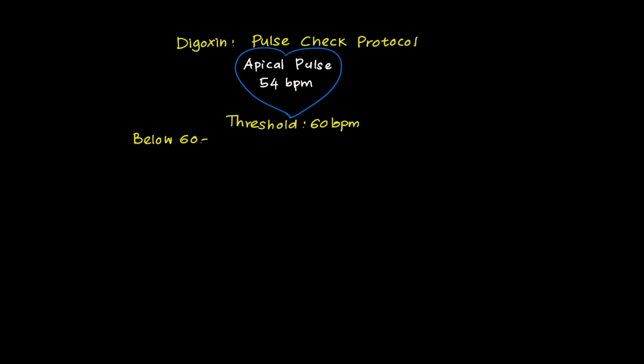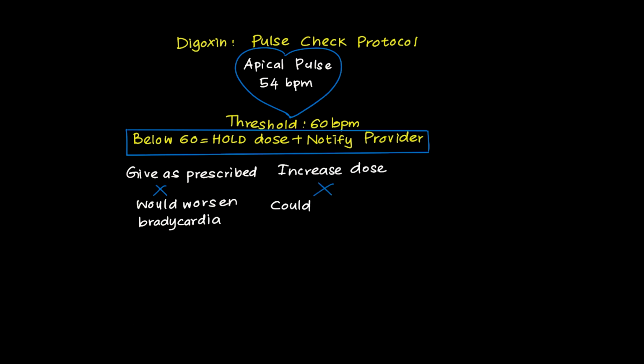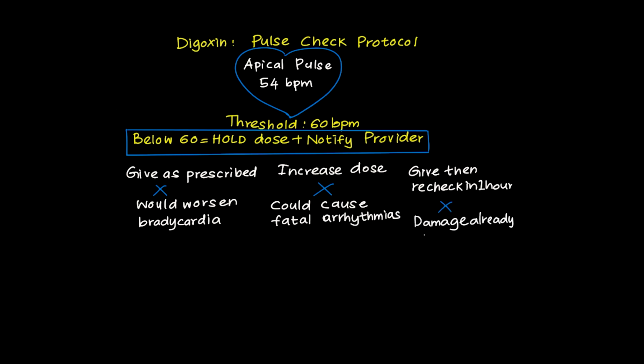A pulse that low may indicate the drug is suppressing the heart rate too much, which could point to digoxin toxicity or developing bradycardia. Giving the digoxin at 54 would push the heart rate even lower and risk dangerous bradycardia or conduction abnormalities. Increasing the dose when the pulse is already below threshold could cause fatal arrhythmias, and giving the dose while planning to recheck later does not undo the harm of administering the drug to a bradycardic patient.